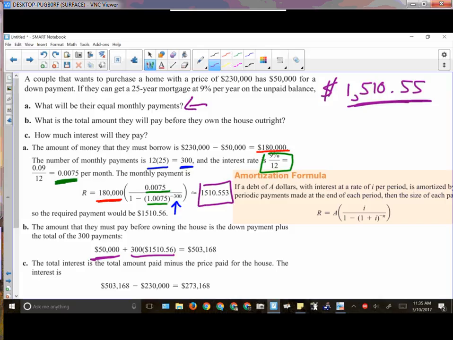So, how much did they actually pay in interest? Well, the amount you paid for the house was $230,000. That's the principal and interest. When you subtract that from that 530, you paid $273,000 in interest. So, mortgages are a big deal because the people that give you the mortgage, you pay the money twice. It's just the way it goes.